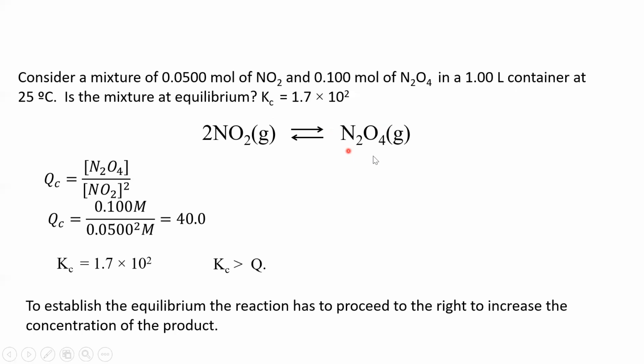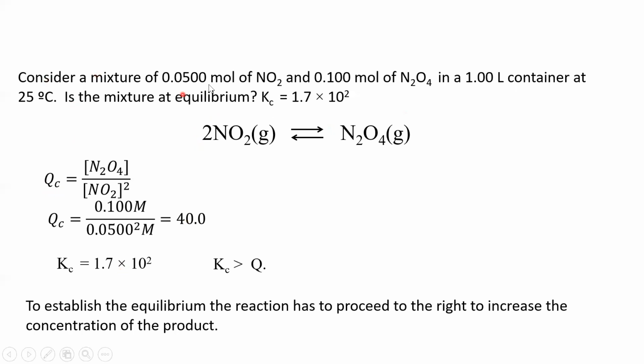As we increase product and we decrease reactant, Q is going to become bigger and bigger. And eventually Q will equal K, and the system will have achieved equilibrium.